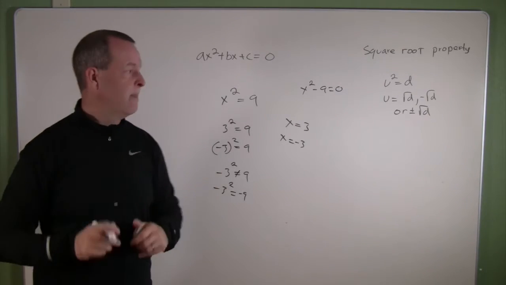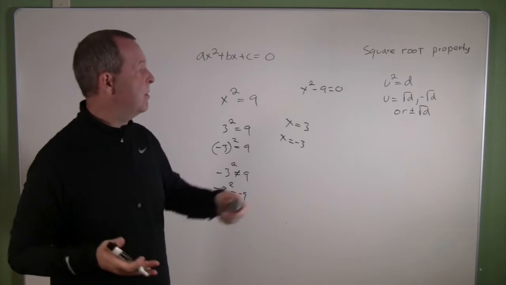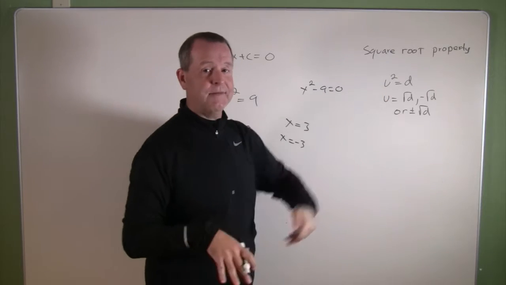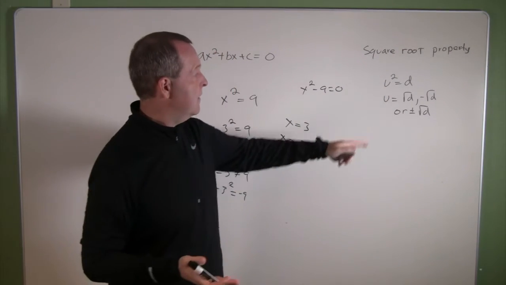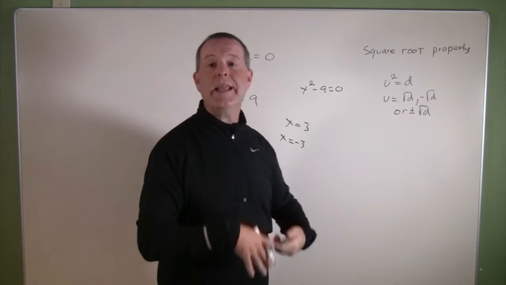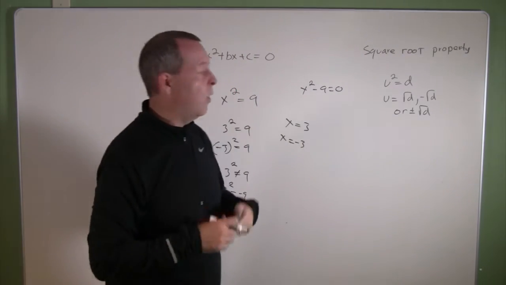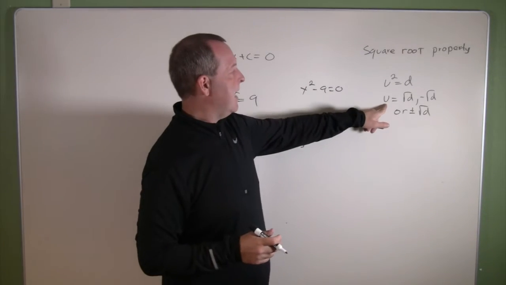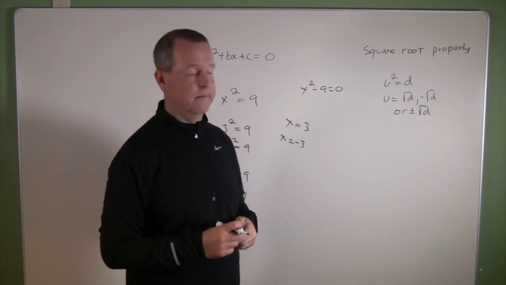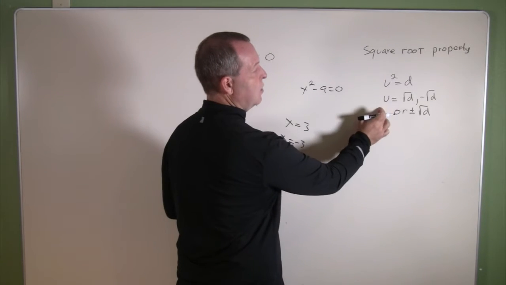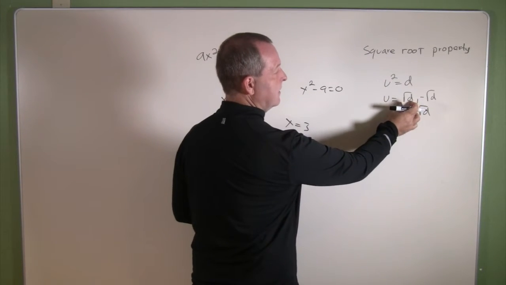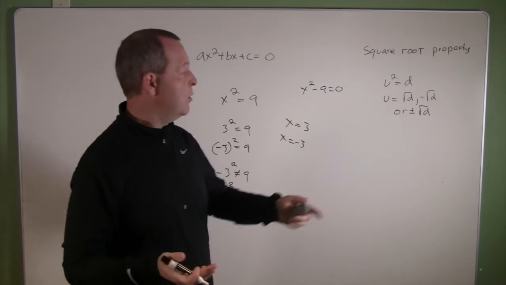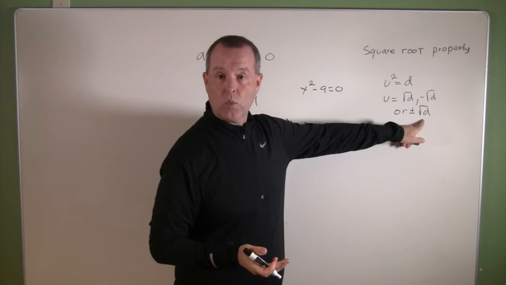Anyway, side note. So what I want to introduce you to as we begin this chapter is this idea about a square root property. And what that means is that if I have some equation, some function that I can identify as something squared equals some number or some other unit, some other term, whatever it might be, I can take the square root of both sides. And that produces a u, in this case, equals the square root of d, and the negative of that square root of d. And sometimes we write it as plus or minus square root of d.